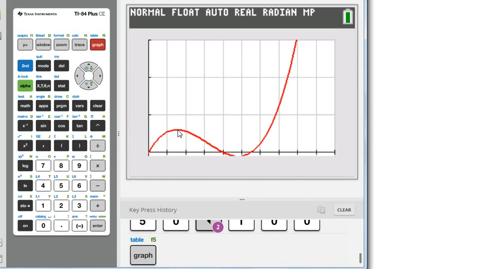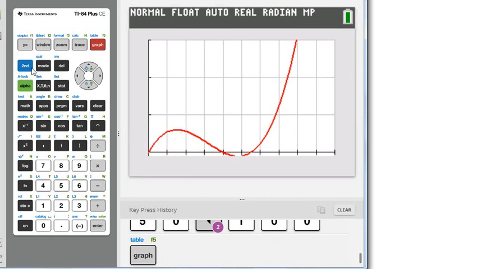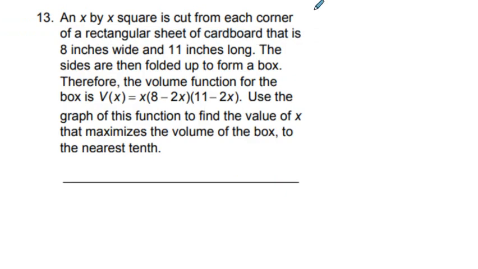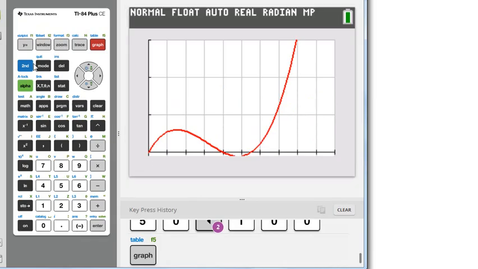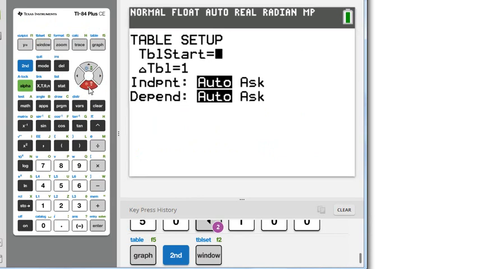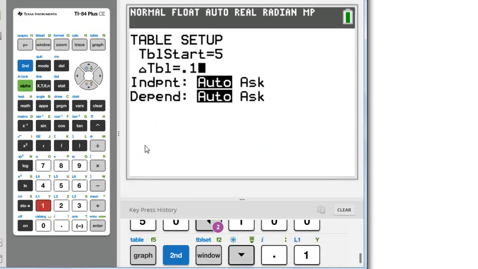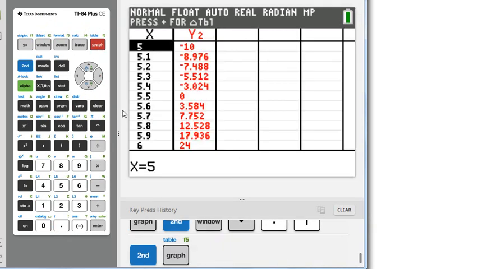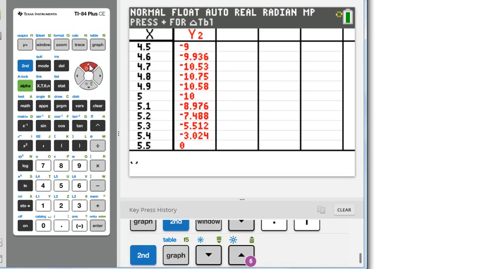So we have our maximum right here, and we can use trace to get there. Do they say according to what? To the nearest tenth. So we can go to the nearest tenth. There are a lot of ways we can do it. One of which is we can go to our table set and put in delta table of 0.1, because that's going to give us the highest when we see that. So if we go to the table view, we can see it's going to be up here somewhere.